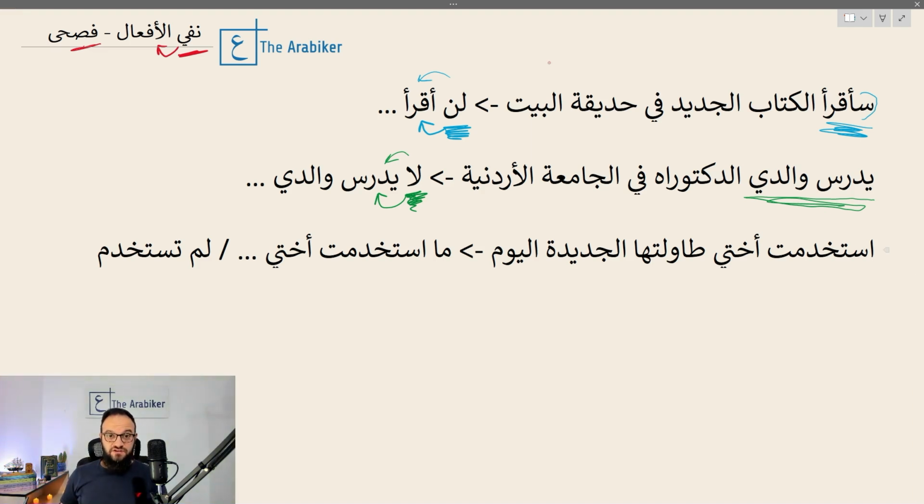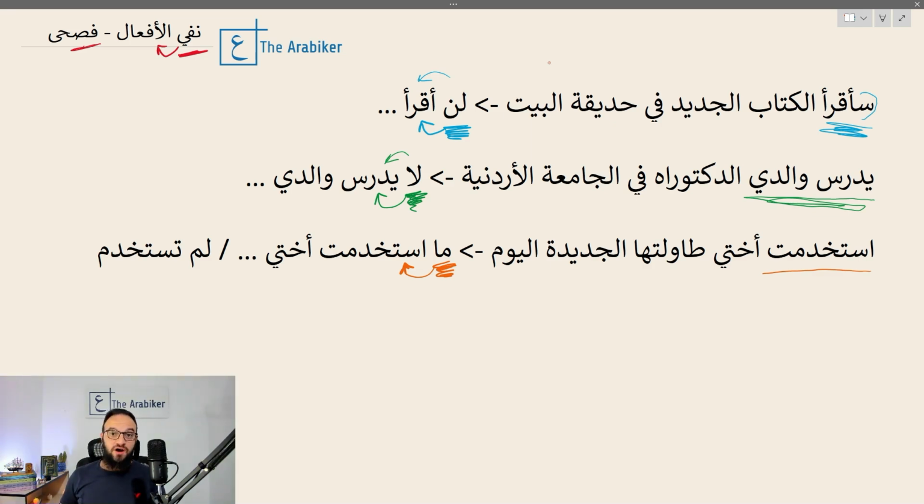For the past tense, I used 2 particles in 2 different structures. The first one that I used is ما, followed by the past form of the verb, which is already here. استخدمت. I used ما استخدمت, which is straightforward to negate the past tense, right?